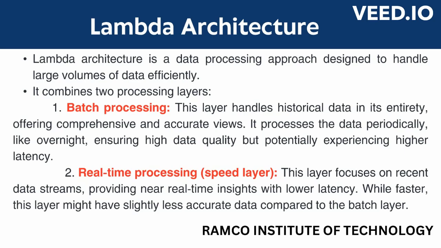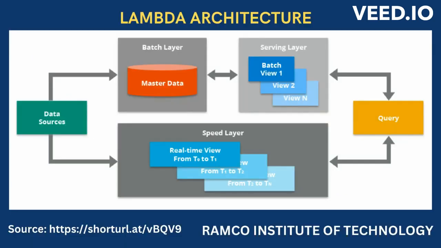Whereas the real-time processing or the speed layer focuses on the recent data streams. It provides near real-time insights with lower latency. This layer may have slightly less accurate data when compared to the batch layer. So this is the Lambda architecture. It has three layers: batch layer, speed layer and serving layer. Data sources and query are also included in the architecture. Let us see each component one by one.